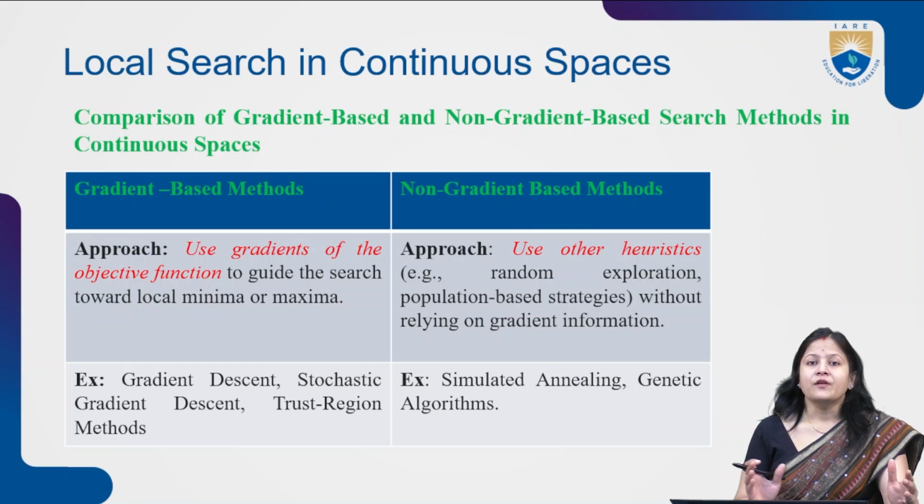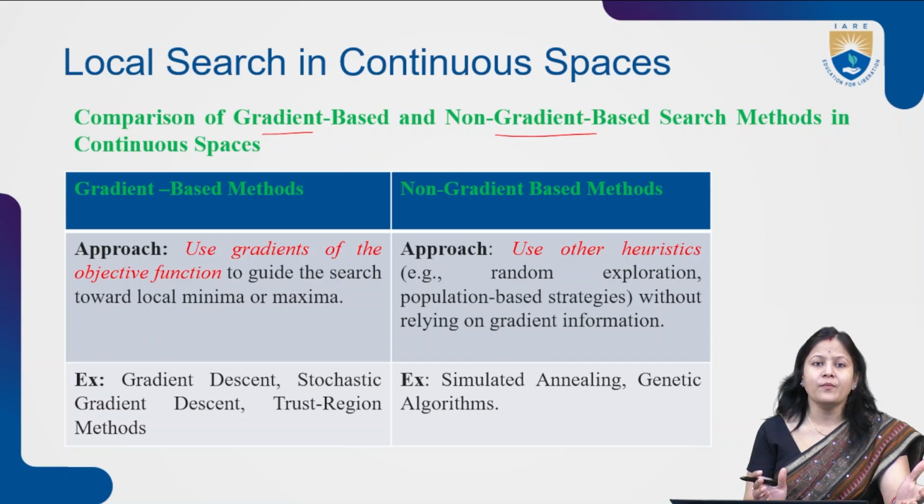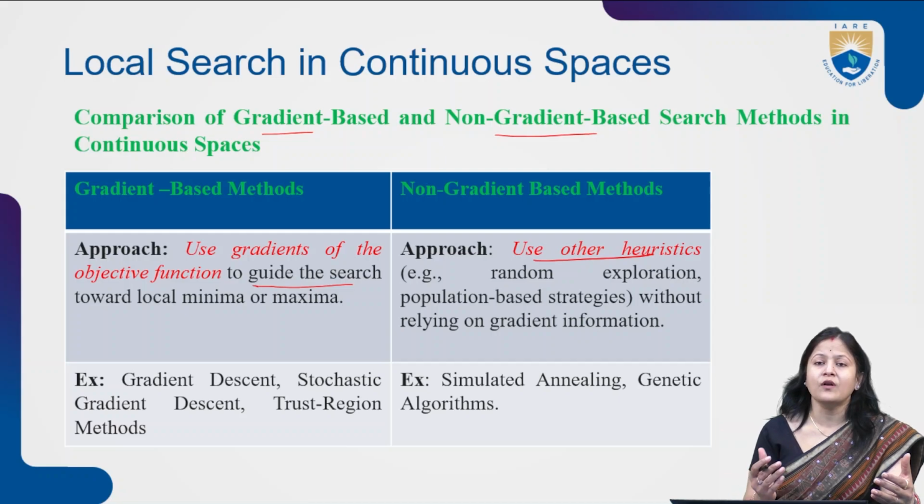Now let me discuss the comparison between the gradient-based method and the non-gradient-based method. As the name implies, these are search methods in continuous space. Here the gradients of the objective function are used to guide the search towards the local minima or maxima, whereas here we use other heuristic functions or heuristic values. A heuristic value in a non-gradient-based method is the approximate value from the current point to the destination point. That is called the heuristic value, used for random exploration or population-based strategies without relying on gradient information, like our BFS or DFS.